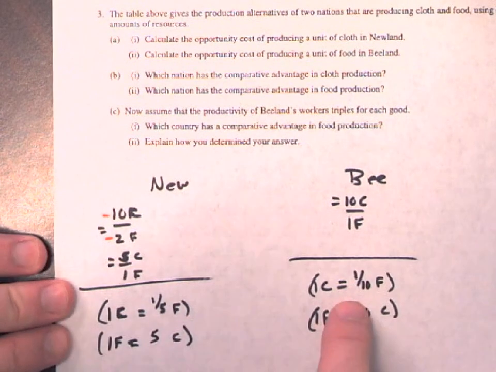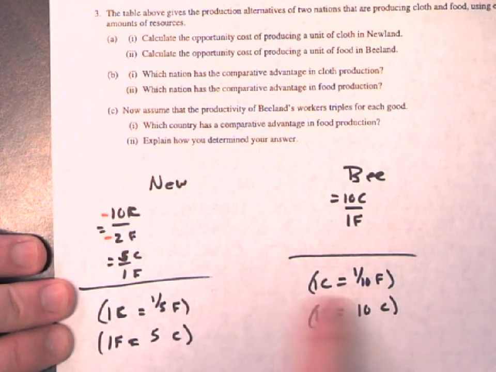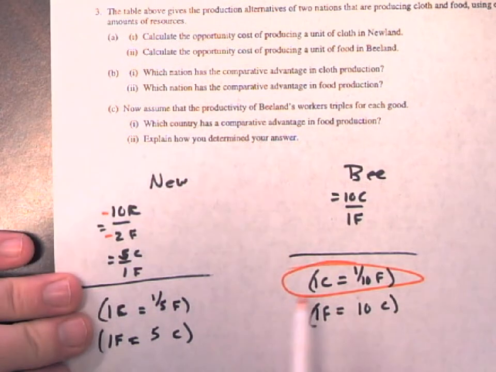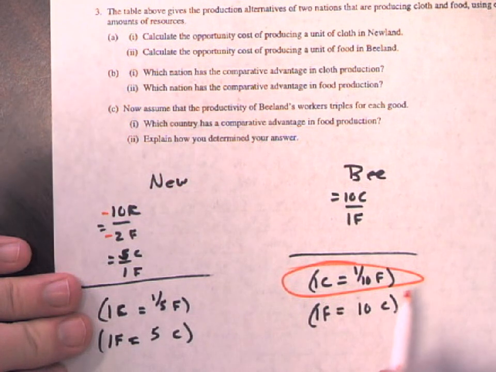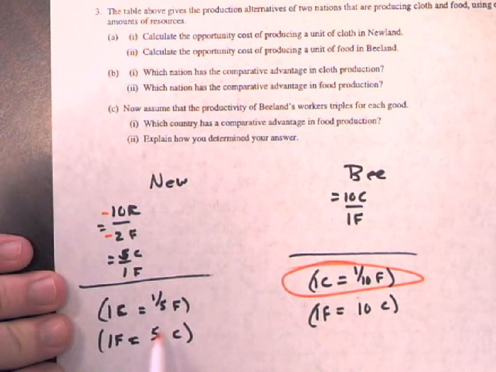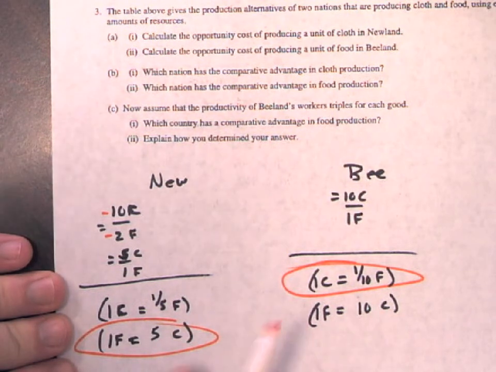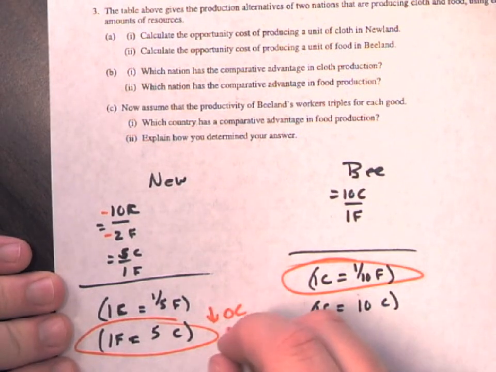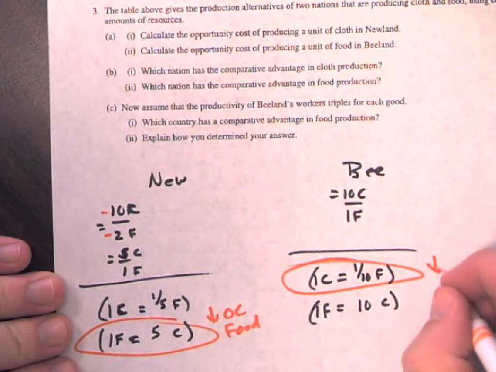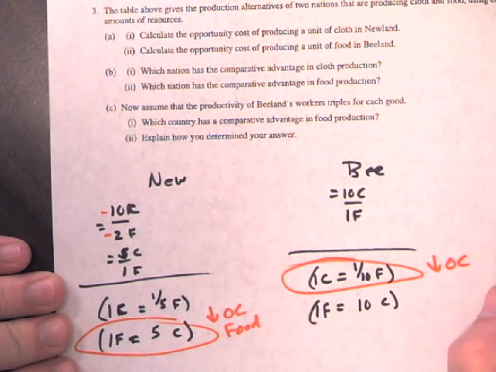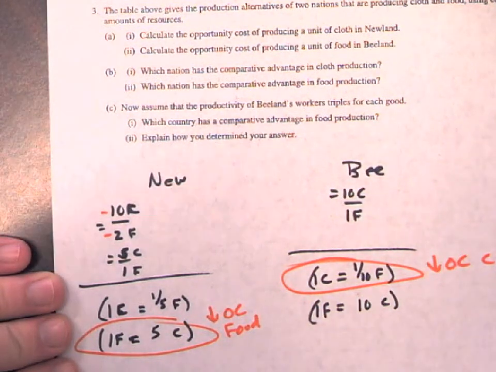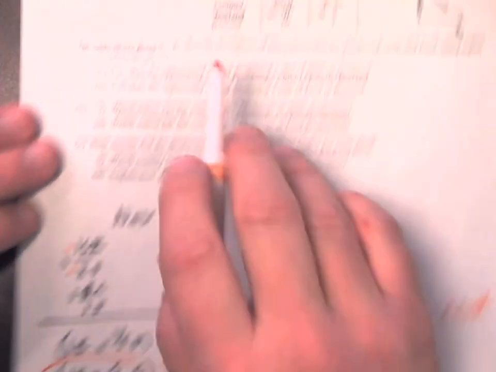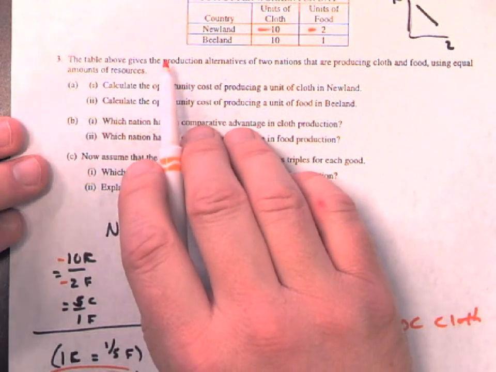Remember that comparative advantage goes to the country that makes it for less. So 1/5 compared to 1/10. That looks like Beeland is going to have the lower opportunity cost in the production of cloth. With 10 and 5, I know that 5 is lower than the 10, so Newland is going to have the lower opportunity cost in the production of food. So now I know who's the importer, the exporter, the buyer, the seller, the manufacturer, any of those words that they come up with.